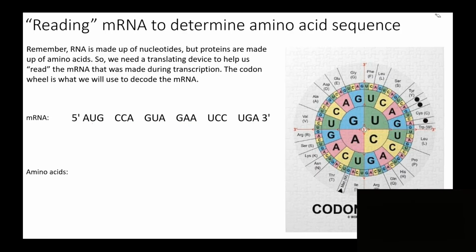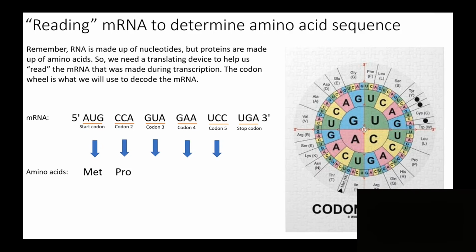So again, we're giving you the mRNA sequence. You know it's RNA because it runs 5' to 3' and because there's uracil. To figure out your amino acid sequence, you're going to divide your RNA into sets of 3 called codons. The first one is called the start codon. Then we just number them, and then the last one is called the stop codon. Okay, so then you're just going to go ahead and use this codon wheel starting from the center and working your way out to figure out what those amino acids are.